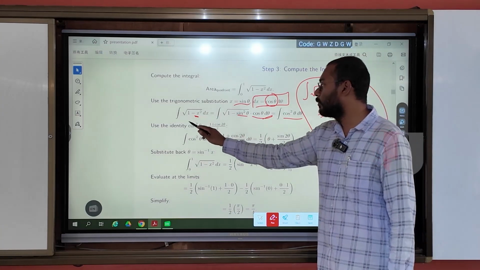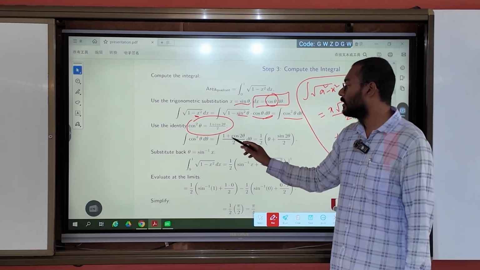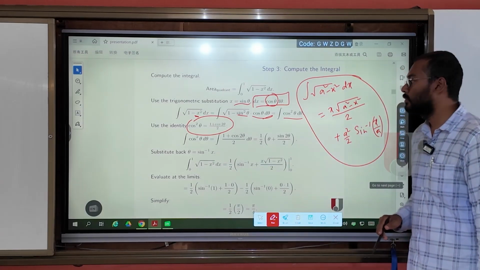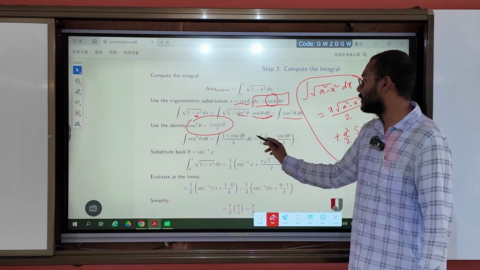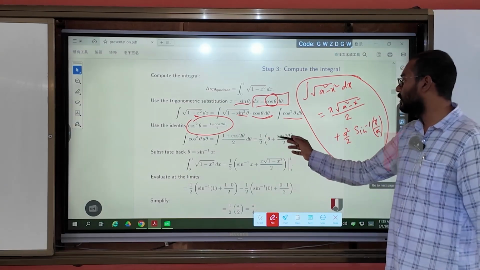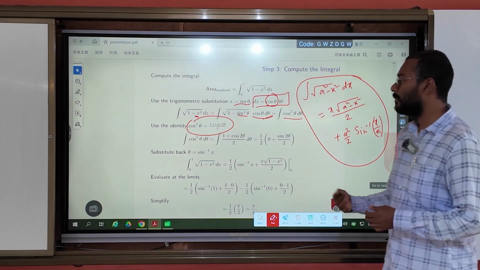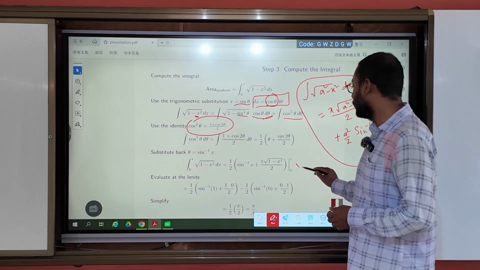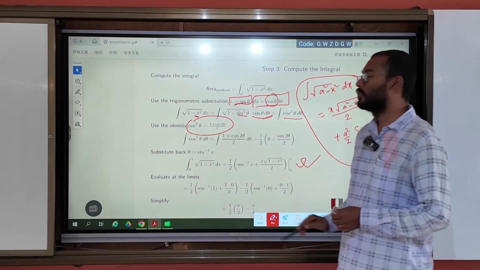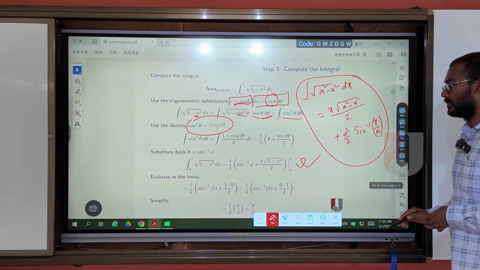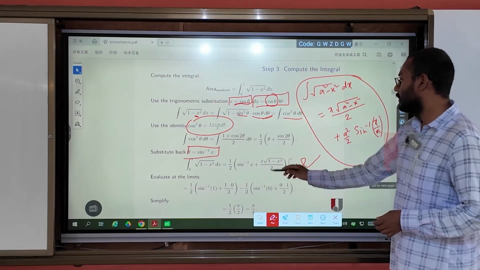Now using the formula of cos 2 theta, we write cos square theta equal to 1 plus cos 2 theta by 2 d theta. Taking the half outside, it is theta plus sine 2 theta by 2. Now we back substitute. If x is sine theta, then theta is sine inverse x. So we substitute that back, and this is my result.